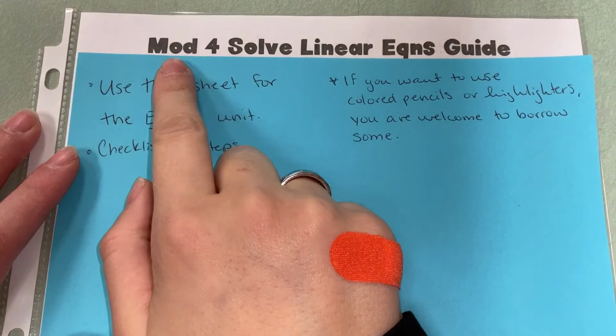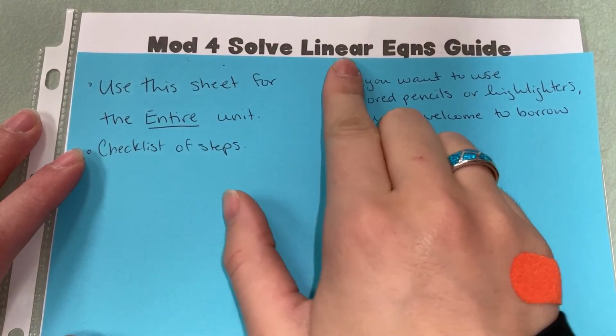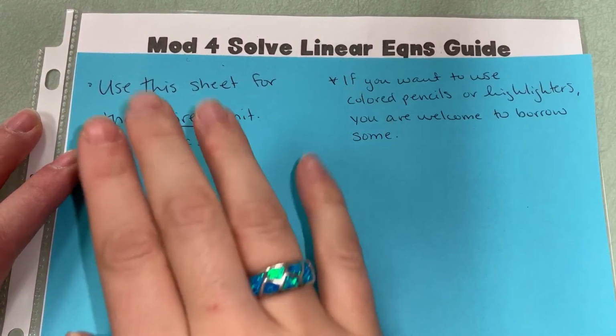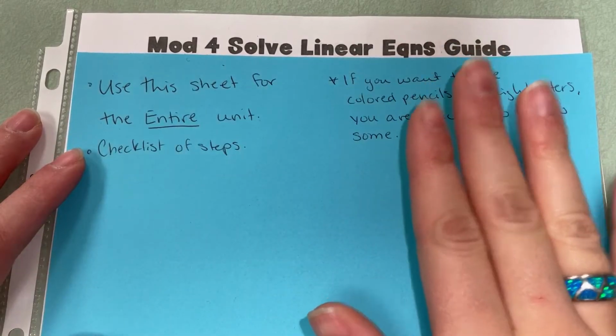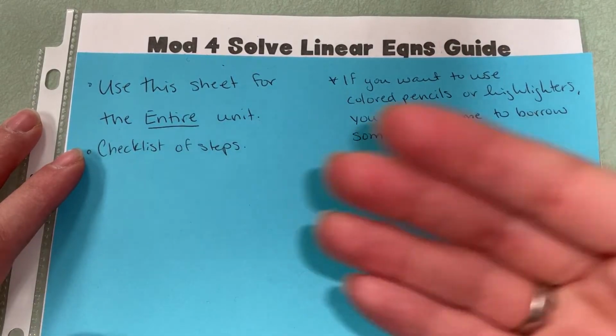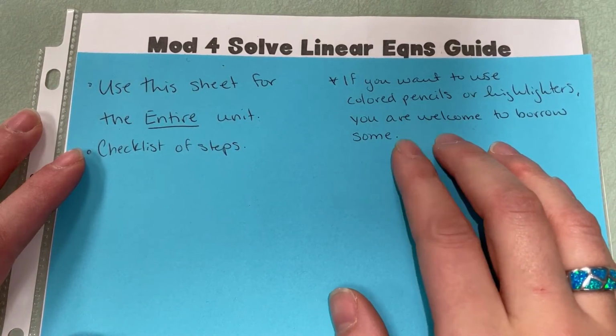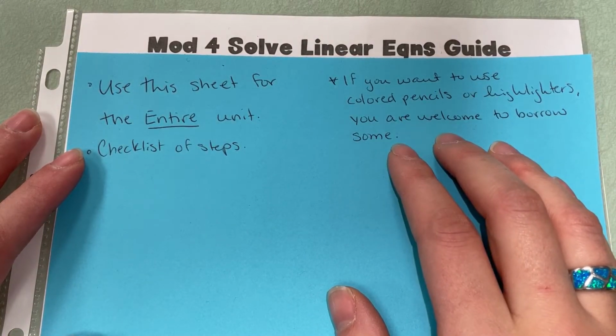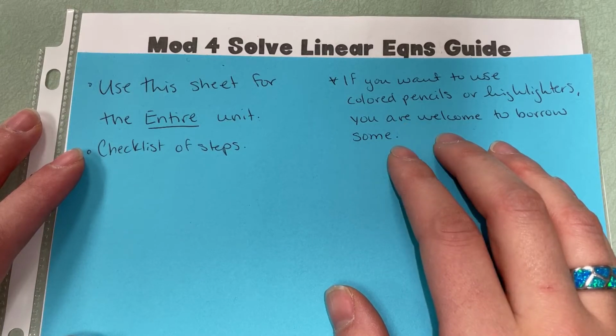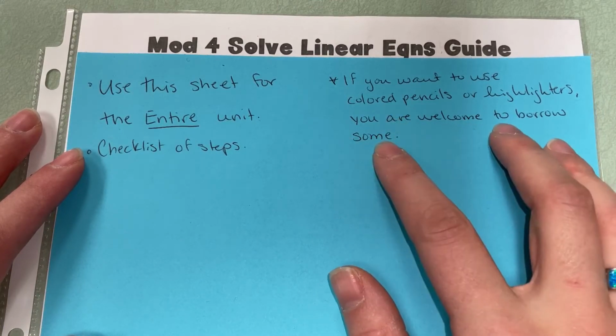All right, so today we're talking about the Module 4 Solve Linear Equations Guide. You're going to use this the entire unit, and it's kind of a checklist of what you need to do next. Now, if you want to use colored pencils or highlighters, or if you have your own set of colorful pens, please feel free to use them, or you can borrow some of mine.